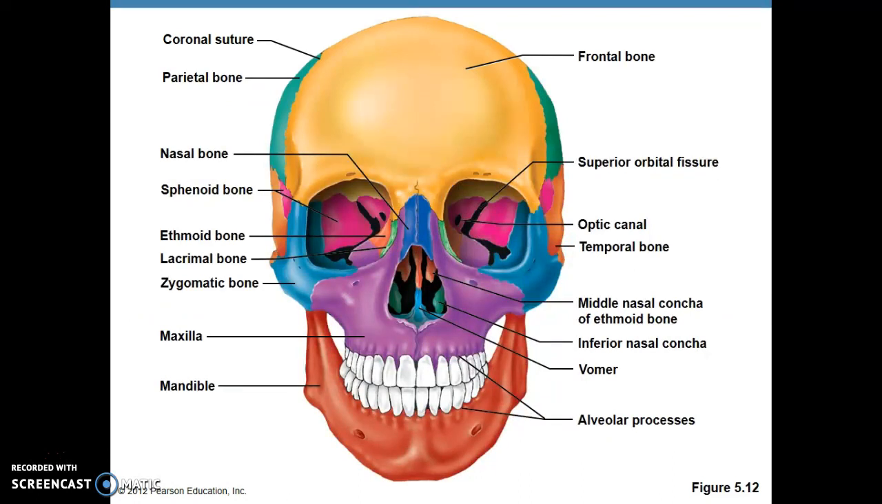Okay, from a front view, similar things that we saw before. Again, here's our frontal bone, our nasal bone at the very top of the nose, our zygomatic, our maxilla, the mandible. Those are the big ones that I'd really like you to make sure that you are comfortable with.